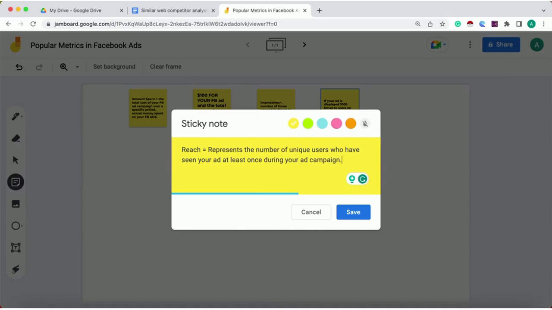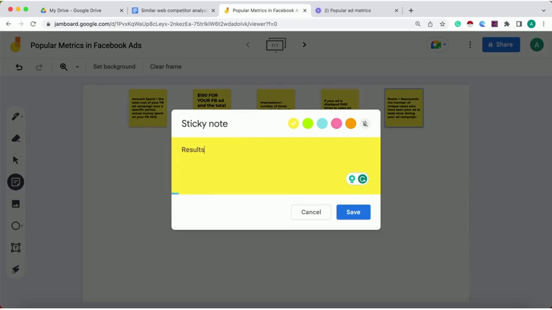For reach, it counts users only once regardless of how many times they have seen the ad. Suppose I have seen the ad 7 times, my reach would be counted as 1 only for the advertiser. So if your ad reaches 500 different users during the campaign, the reach would be 500 different unique users.